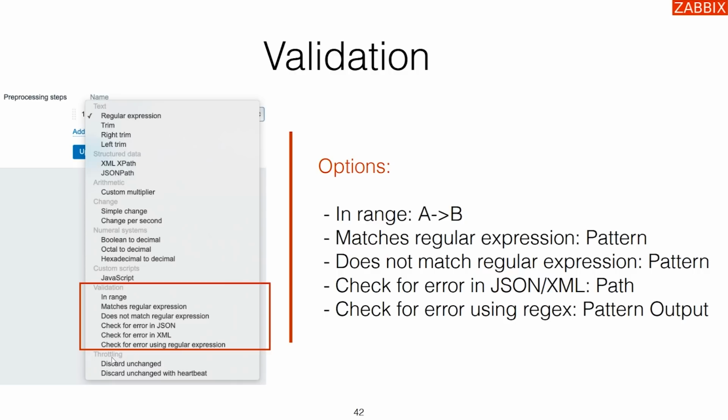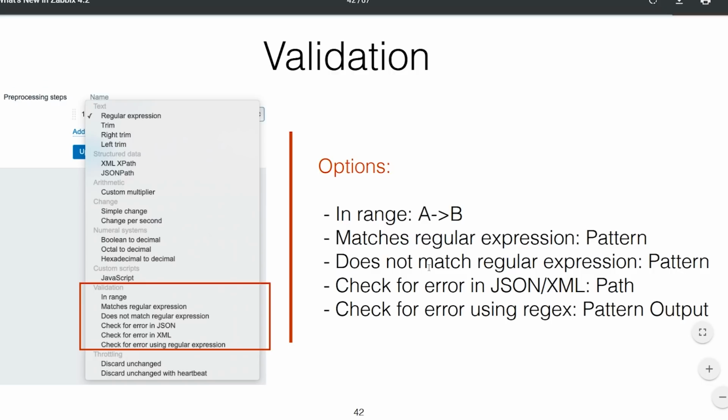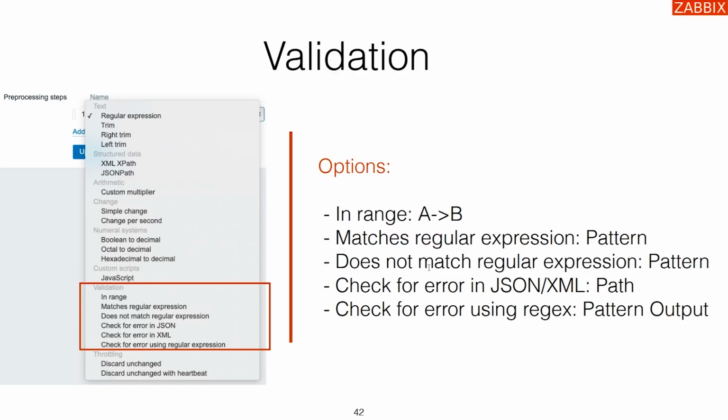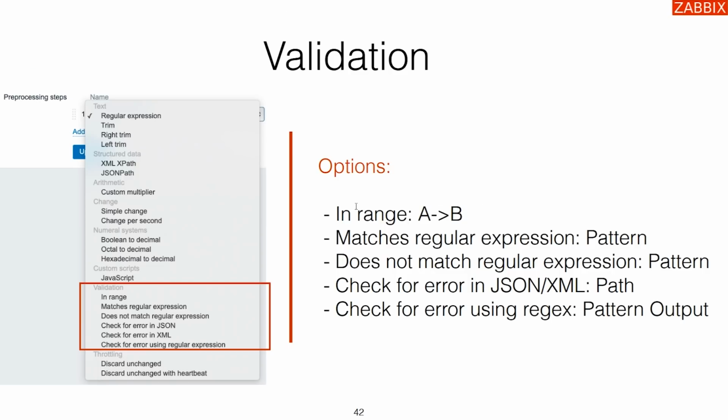Advanced preprocessing. Remember, the preprocessing was introduced in 3.4, and at least in my opinion, it was one of the greatest features in the 3.4 release, and it still is very popular, and it provides super big functionality. So preprocessing is still growing. We're still adding some new options that will simplify the monitoring quite a lot. For example, validation: in range, matches regular expression, check for error in the JSON or the XML, check for error using the regular expression. The simplest one: in range, A till B.